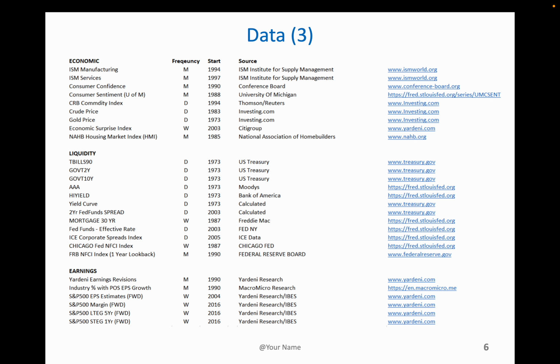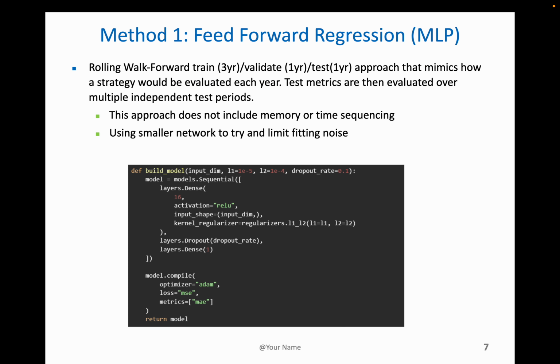So a lot of these data series had, at least at the start, inclusion in the inputs in more than one way. So the first method I used to predict the forward S&P returns was a feed-forward regression. I used a rolling walk-forward approach where you train, validate, and test, and that sort of mimics how a real strategy was done. I did this in several different ways.